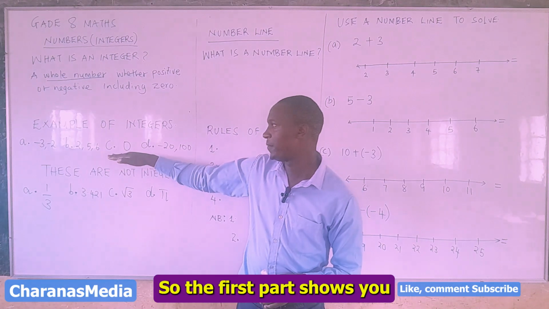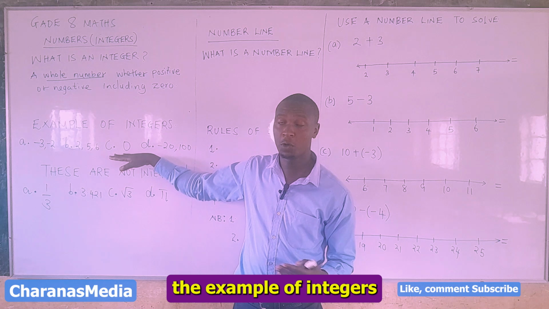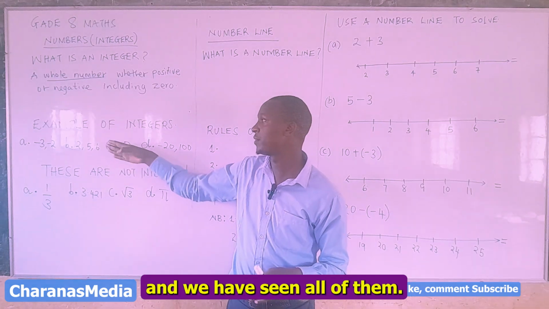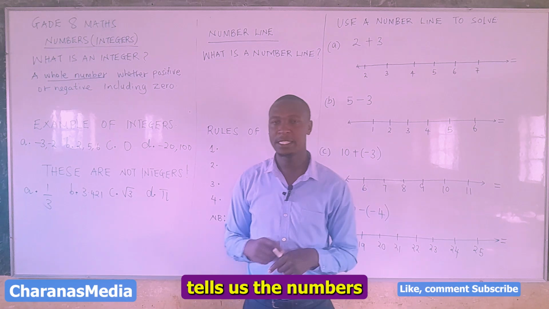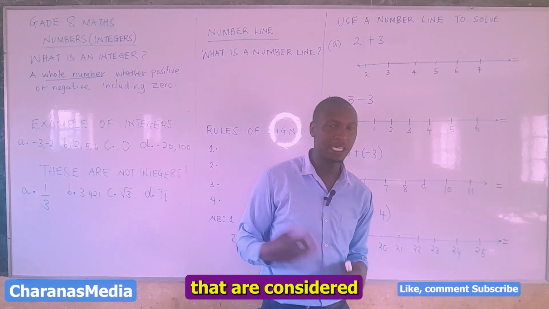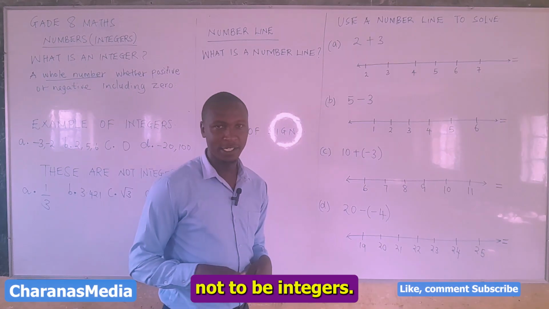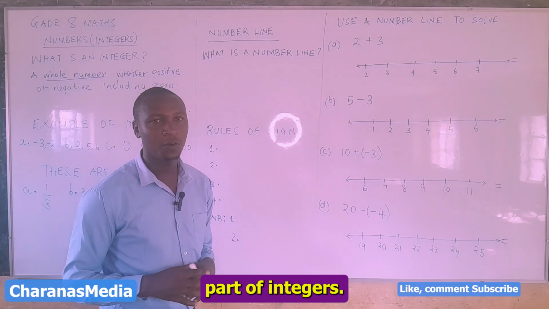So the first part shows you the example of integers, and we have seen all of them. There are so many. And in the second part, it tells us the numbers that are considered not to be integers. So that is the introduction part of integers.